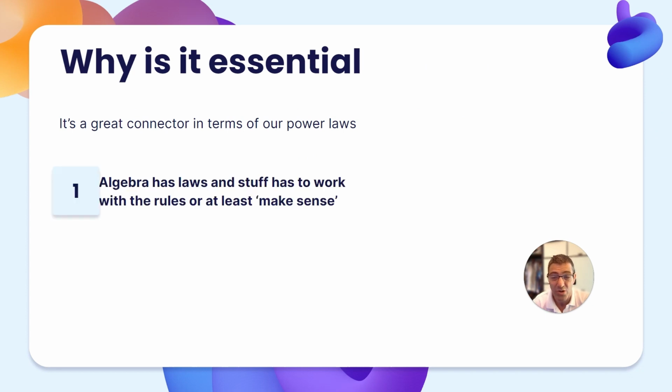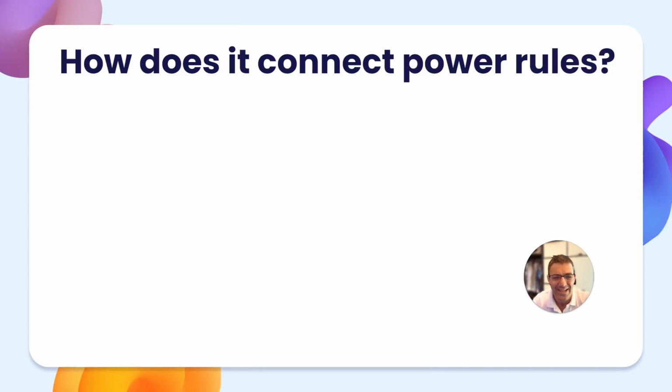Your algebra has laws, and it has to work with the rules, or at least it has to make sense. It's the idea of what we call the identity element. So how does it connect to your power rules?